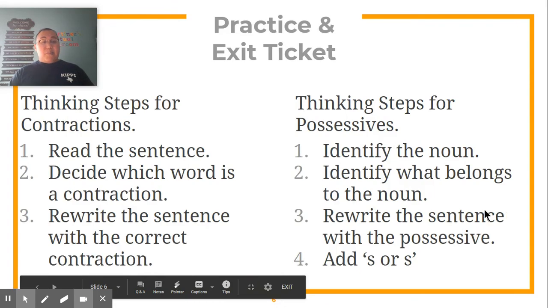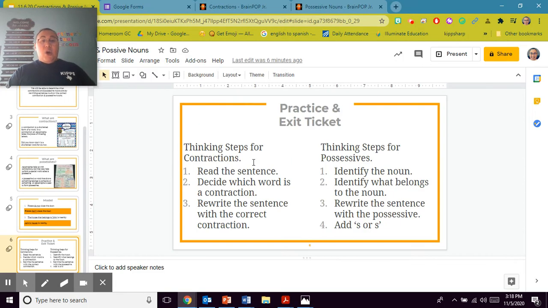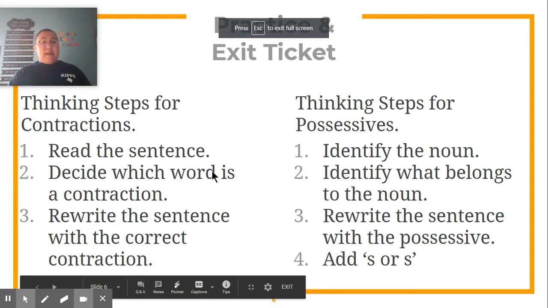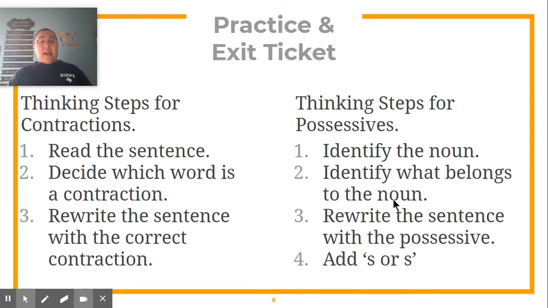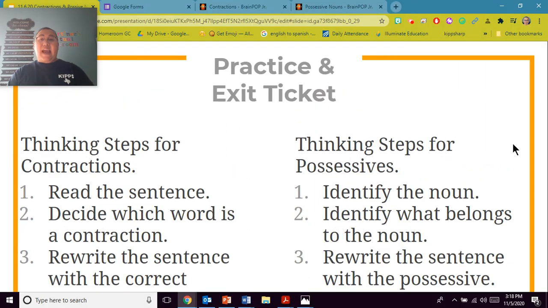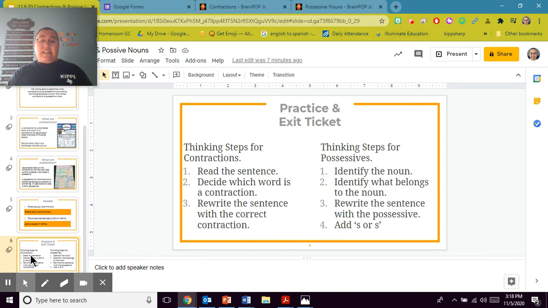So you're going to get some practice. And with your practice, with the contractions, you're going to first read the sentence, decide which word is the contraction, and then rewrite the sentence with the correct contraction. For the possessives, you're going to identify the noun, identify what belongs to the noun, and rewrite the sentence with the possessive, add apostrophe S, or add an apostrophe after the S if it is already plural.